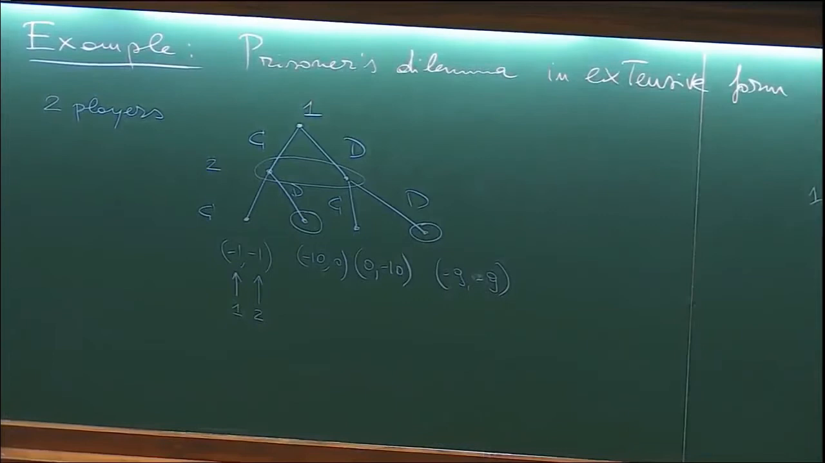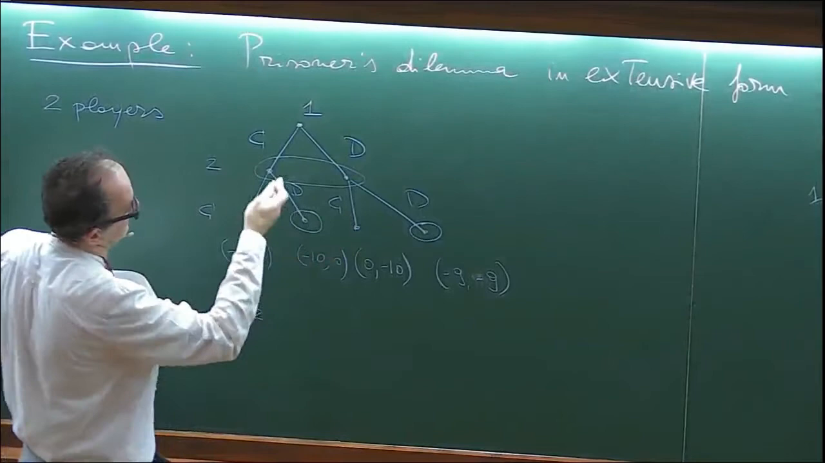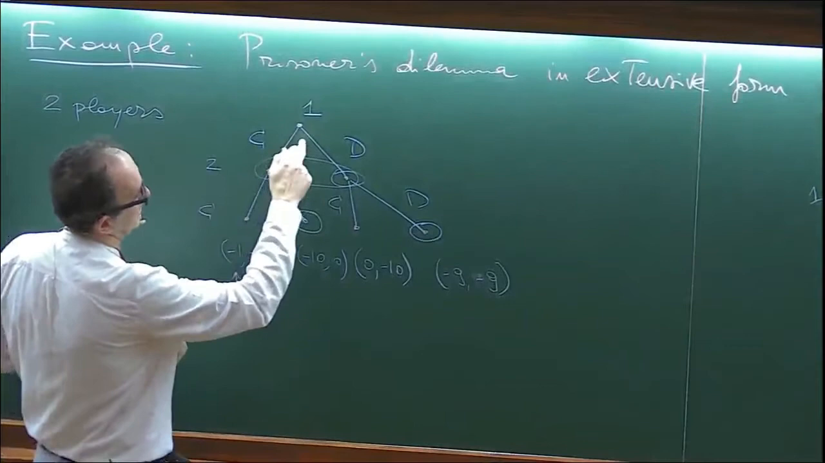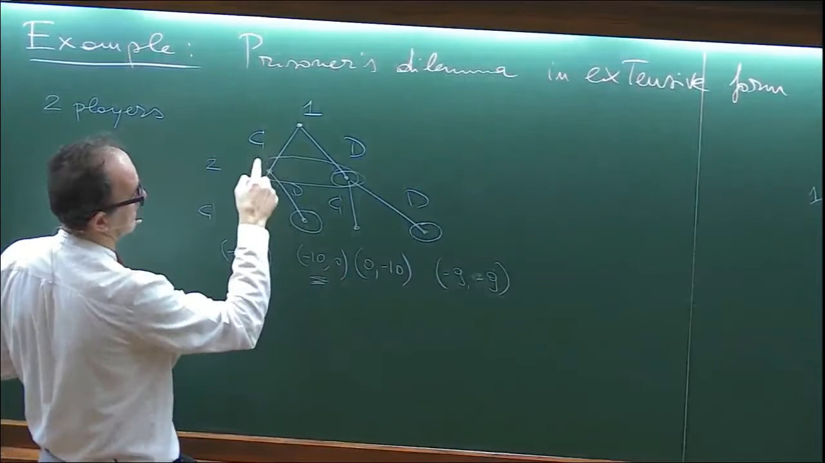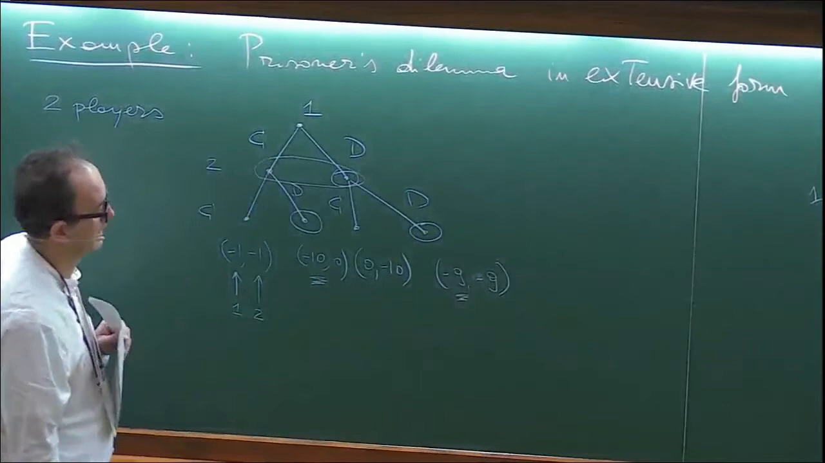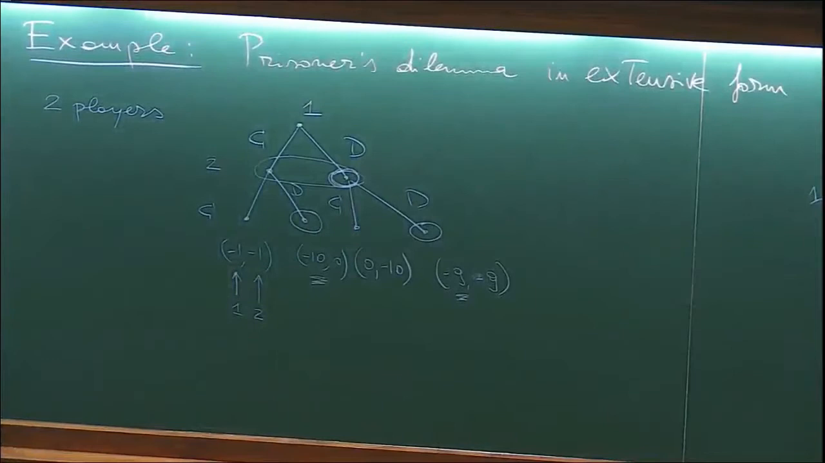And the same is true for one. If one knows that agent two is choosing D anyhow, then his choice is between minus 10 if he decides to cooperate, or minus 9 if he decides to defect. So he will also decide to defect, because D is also a dominant strategy for him. So in the end, the prediction of game theory is that both these two guys will defect.